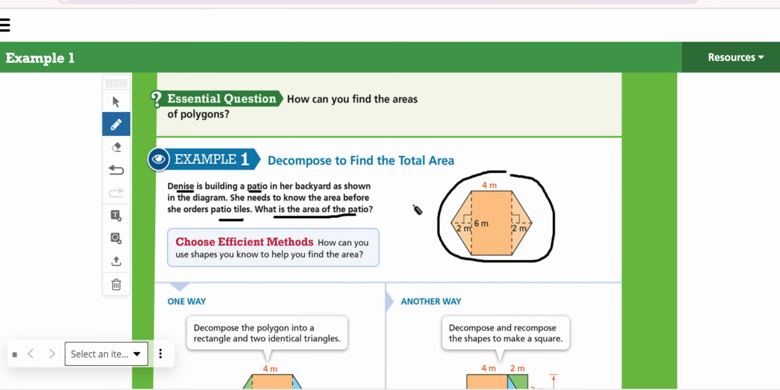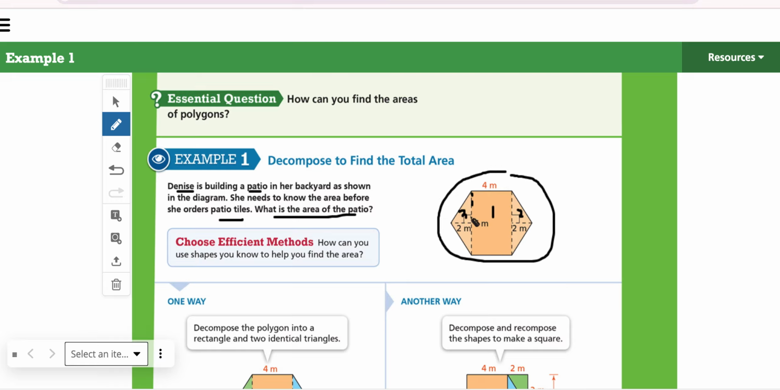Okay, so here's your picture, and you see they already cut it for you. So you have this inside is a rectangle, you see the rectangle in there, and then on the sides you have triangles. How many? You have 2. So in order for us to find the total area, we're going to find the area of this rectangle, the area of this triangle, so I'm going to put a number 2, the area of this other triangle, I'm going to put a number 3, and then add them together.